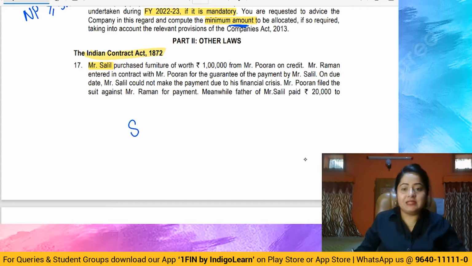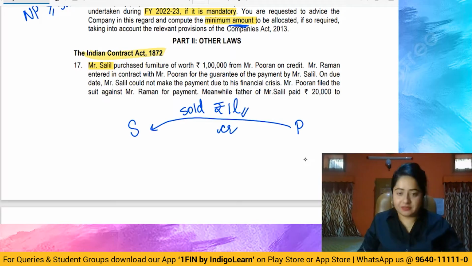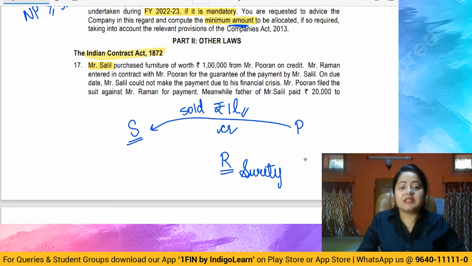There is a party, Mr. Salil, then there is a party, Mr. Puran. Mr. Puran has sold furniture to Mr. Salil for rupees 1 lakh, but this amount is not yet paid, it's on credit. So in a way, we can say that Mr. Puran has given a loan of 1 lakh rupees to Mr. Salil. Now here there's another party, Mr. Raman. Mr. Raman is the surety in this case. So in case Mr. Salil does not make the payment, then Mr. Raman is going to make the payment to Mr. Puran. So here, Mr. Salil becomes the debtor, Mr. Puran becomes the creditor, and Raman is your surety.